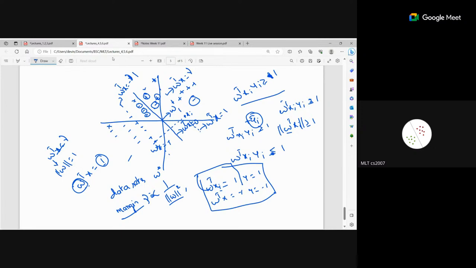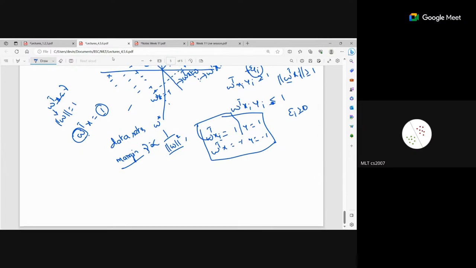Now, by including the bribe, even though some points do not satisfy this condition of W transpose Xi Yi greater than or equal to 1, we are making sure that it satisfies this. So whatever bribe you are paying, this bribe should be greater than or equal to 0. The bribe cannot be negative.